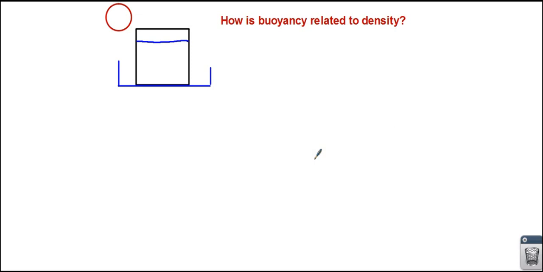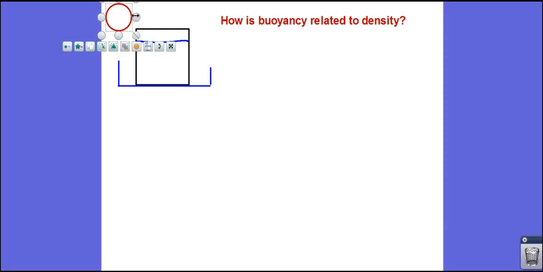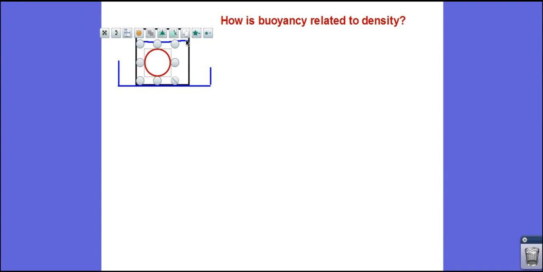So we have two ways of determining whether an object is going to rise or whether it's going to sink. So we should be able to relate these two concepts mathematically. Okay? And that is what we're going to try to do today. So let's say we have this object. We place it in the water. Okay? What's going to happen?